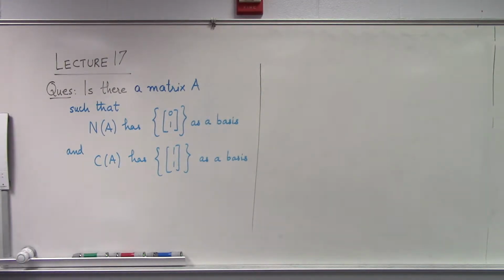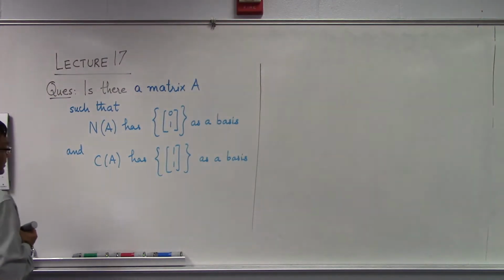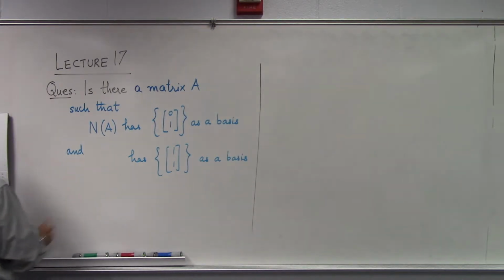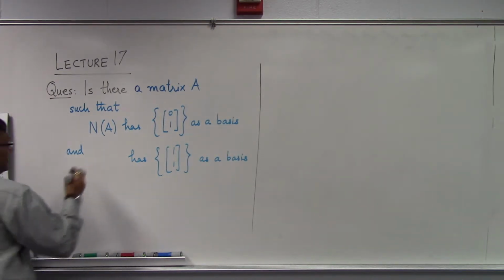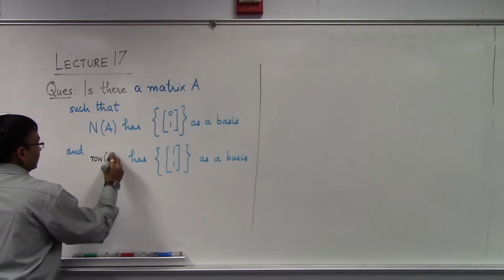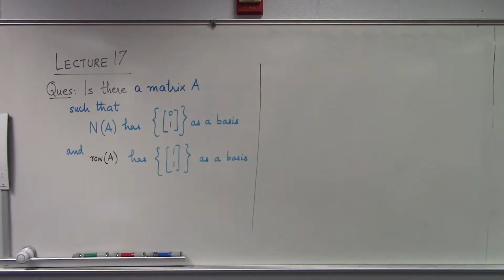So what if I change this question, and instead of saying is there a matrix A such that the null space is spanned by that vector, I'll make one change here. Pretty much the question remains the same, but now I want the row space of A to have this as a basis. Okay. Can such a matrix exist?